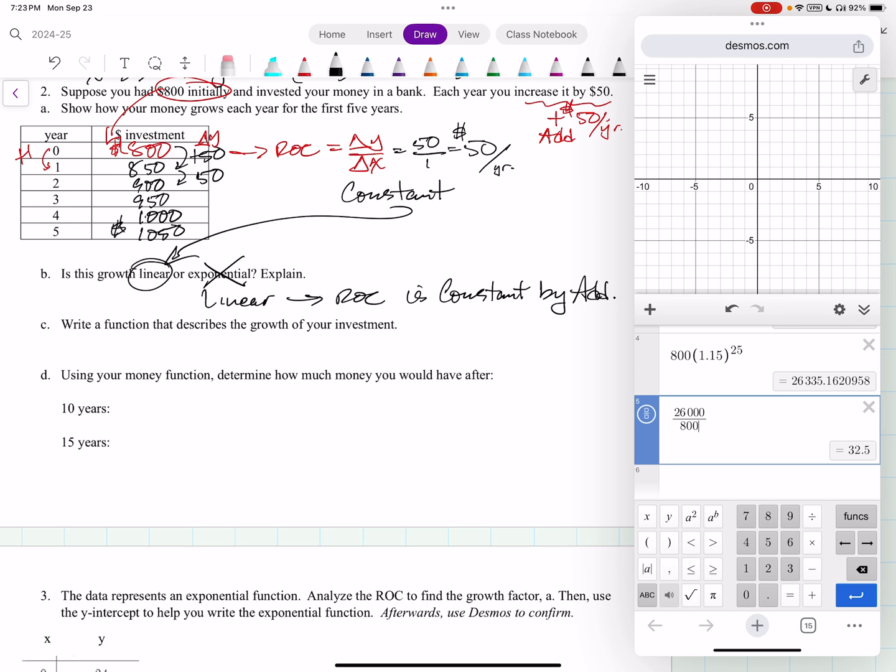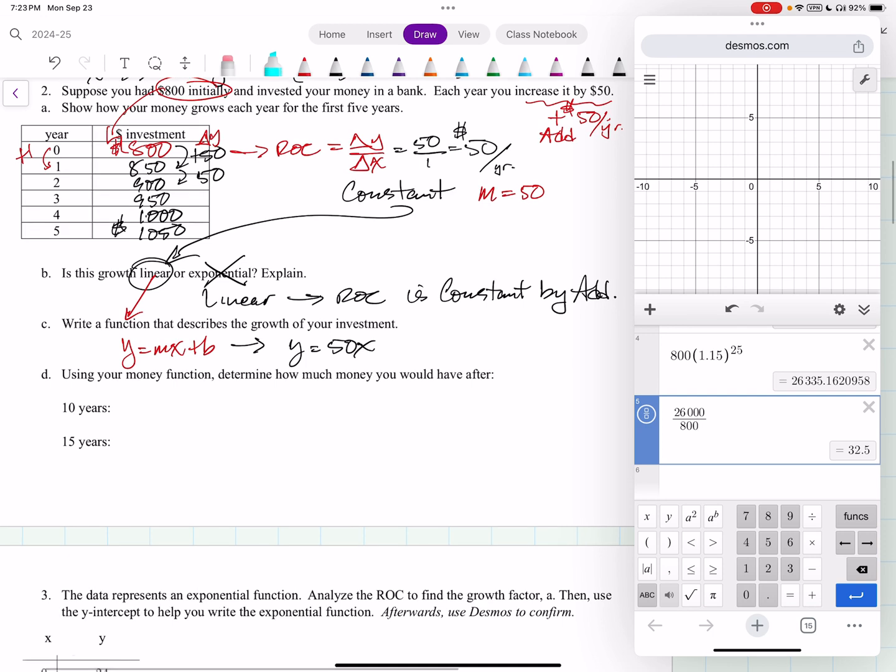Now, because it's linear, the function looks like your famous y equals mx plus b, and we know the slope, the rate of change, is 50. So I start off with y equals 50x. But we know the initial value here is 800, and that's your starting point, and that's always the y-intercept. If you substitute 0 in there, you get 50 times 0 is 0. You would have to add 800 to get to your initial point. It's your initial value.